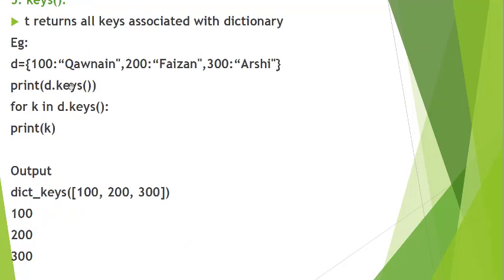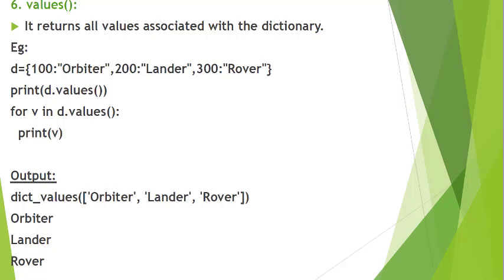Now the keys function returns all the keys. You say d dot keys, and it will print only the keys, where the keys are 100, 200, and 300. Or you could use a for loop: for k in d dot keys, print k, and it will print all the keys in a loop.